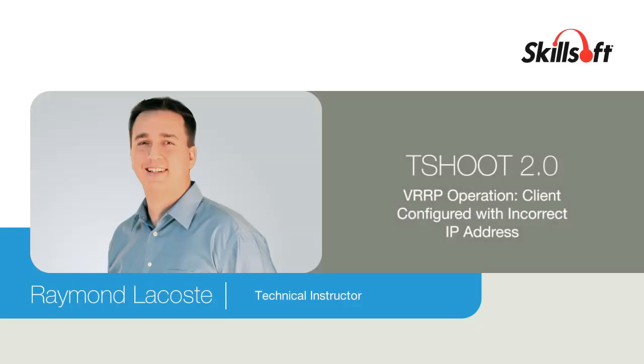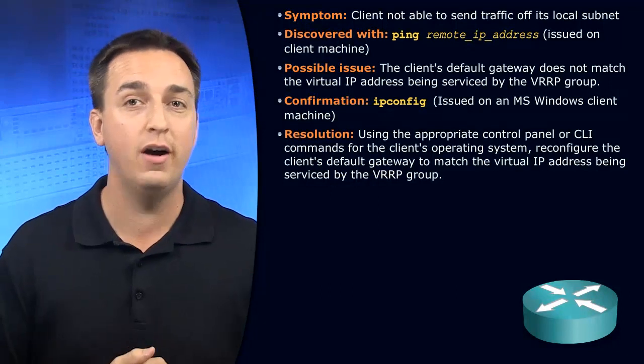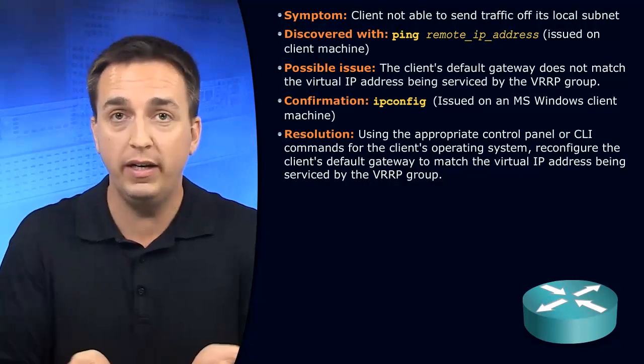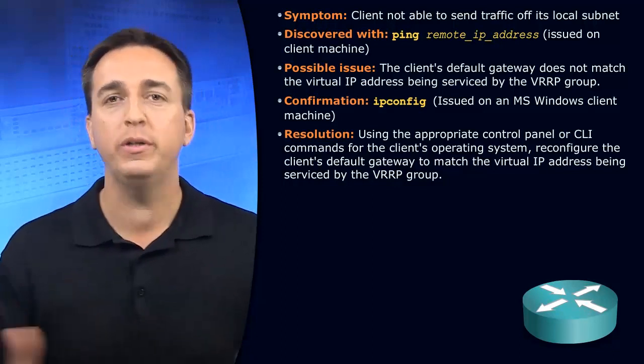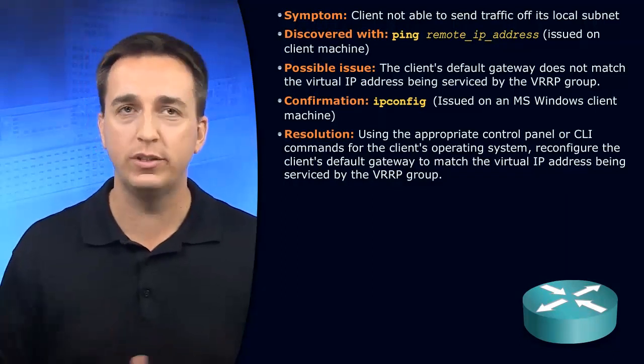Let's say you have users complaining that they're not able to send traffic off their local subnet. You ping, the ping fails, you perform a traceroute, it fails. What's the reason why they may not be able to leave their local subnet?